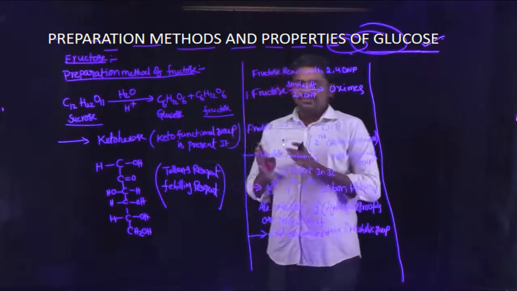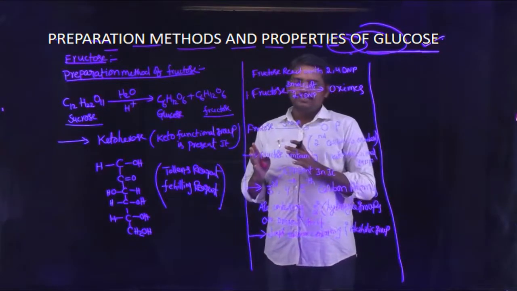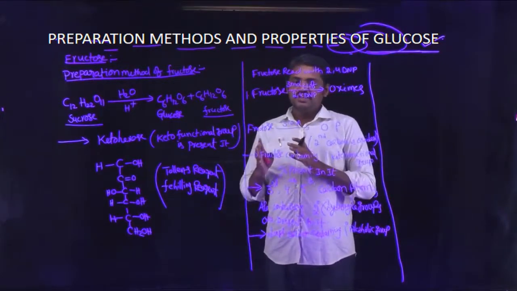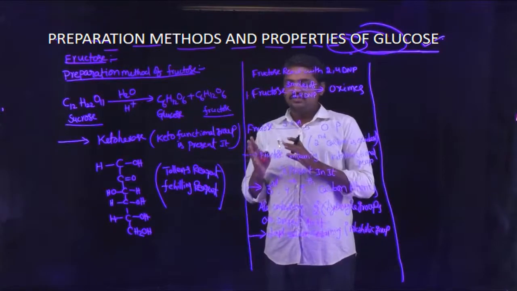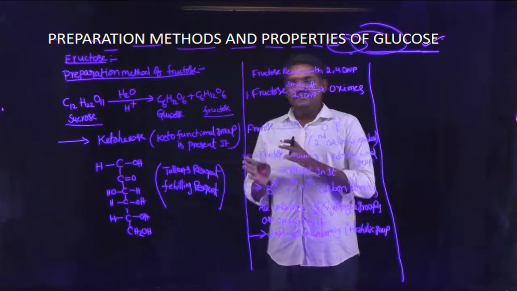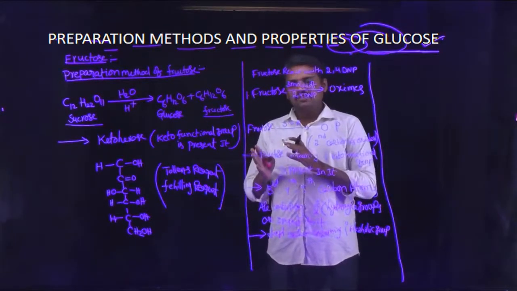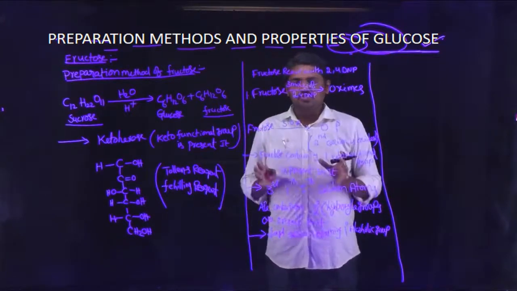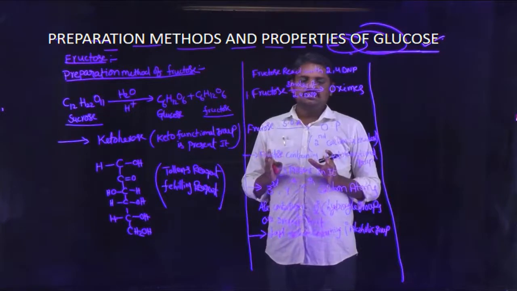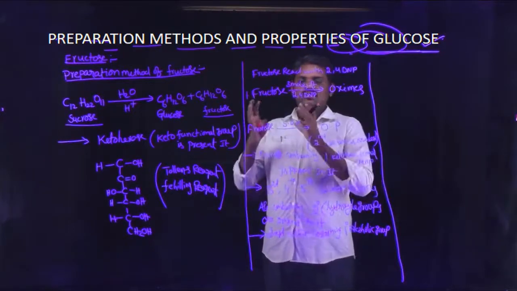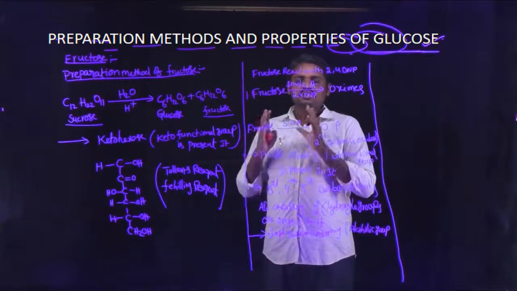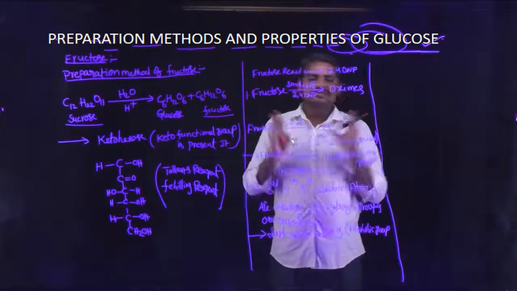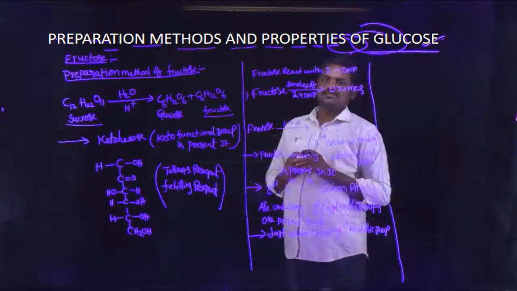But although the structure contains a keto functional group, this molecule reacts with the Tollens reagent and Fehling reagent. Both reactions are observed to produce positive results. Why? Because glucose and fructose, these two units, are isomers.